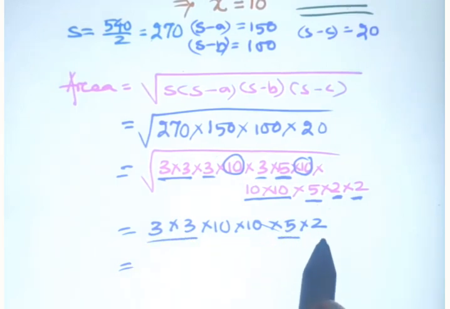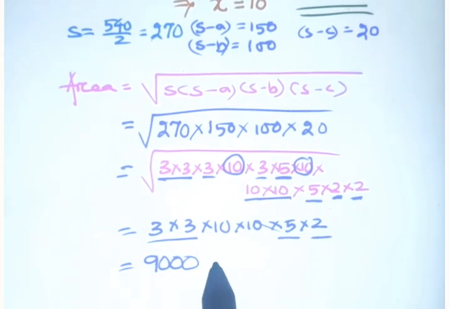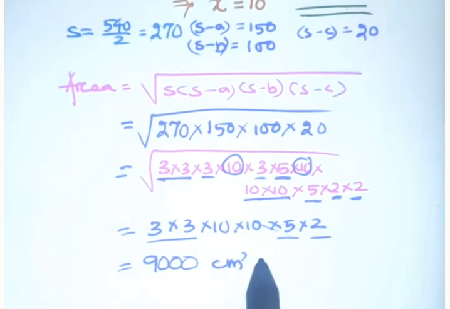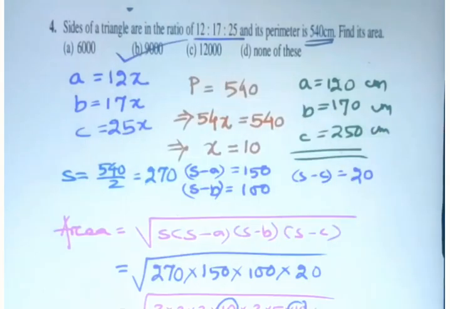3 times 3 is 9, 9 times 5 is 45, 45 times 2 is 90, times 10, times 10. So the answer is 9000 centimeter square. The answer is option B.